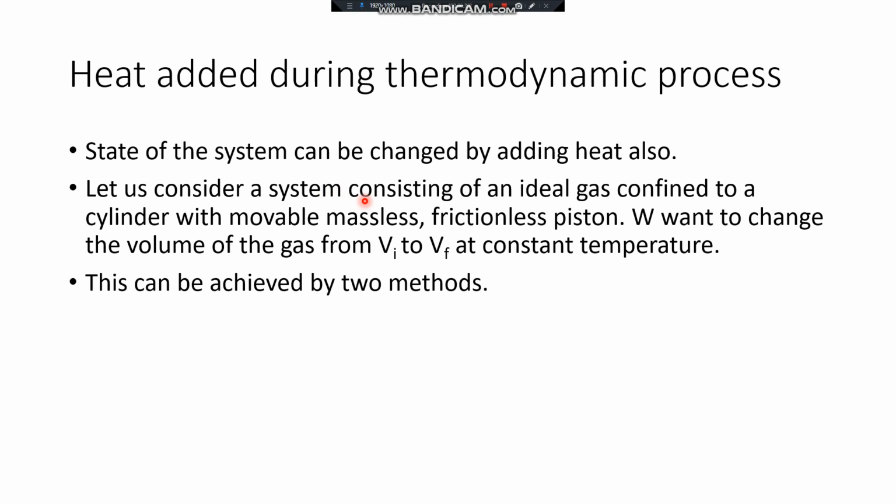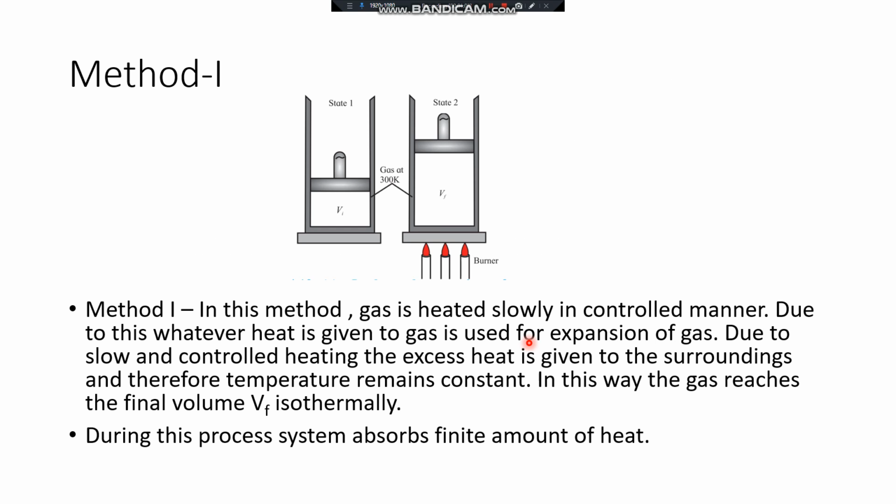As I have told you, the state of the system can be changed by adding heat. For that, let us consider a system consisting of an ideal gas confined to a cylinder with a movable, massless and frictionless piston. We want to change the volume of the gas from Vi, the initial volume, to Vf at constant temperature. Now this can be achieved by two methods. Let us first discuss method 1.